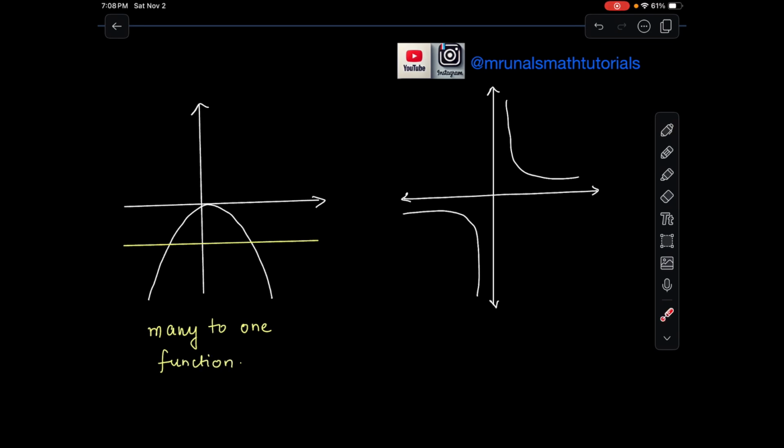Over here, you draw a vertical line. It's cutting the graph only at one place. That means it is a function. And this one, if you draw a horizontal line, you notice that it doesn't matter where you draw it, it cuts the graph only at one place. So this is a one-to-one function.